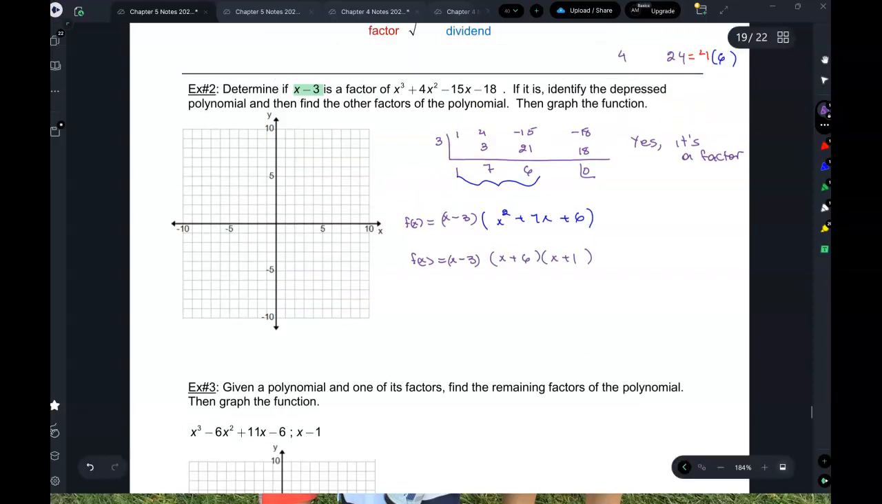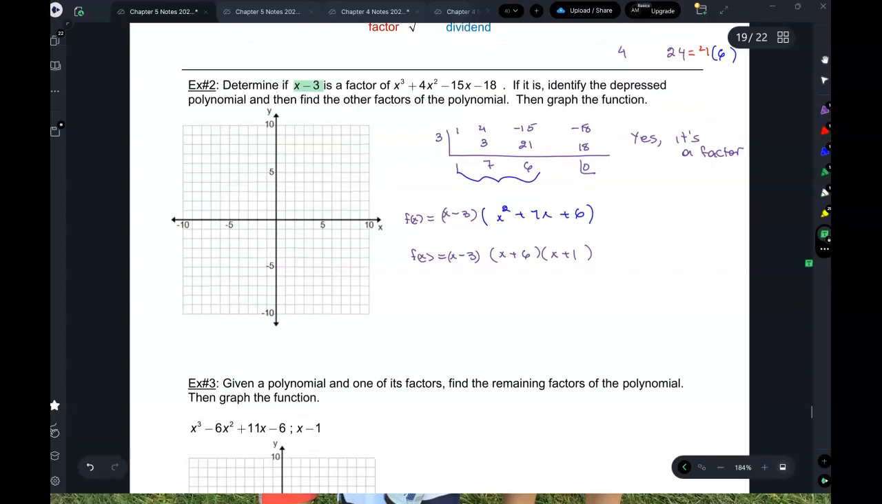Correct. Okay, so have we done everything the question was asking of us? Okay, so yes, good. So what have we done so far? We determined if it was a factor. We found the other factors of the polynomial. Now I just need to graph it. Okay, so what are the zeros here? X equals what? Negative 1, 3, and negative 6. So negative 6, negative 1, and 3.